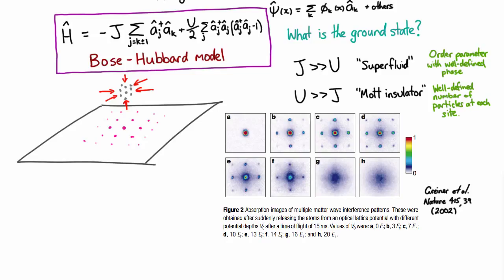And that's what you see in these beautiful experiments from 2002, where when they have no potential at all, they just have a blob. And then as they increase the strength of the potential, they get this increasingly well-defined diffraction pattern. But as they increase it further, they get towards this big fuzzy blob. And so they've seen that the coherence has gone away.